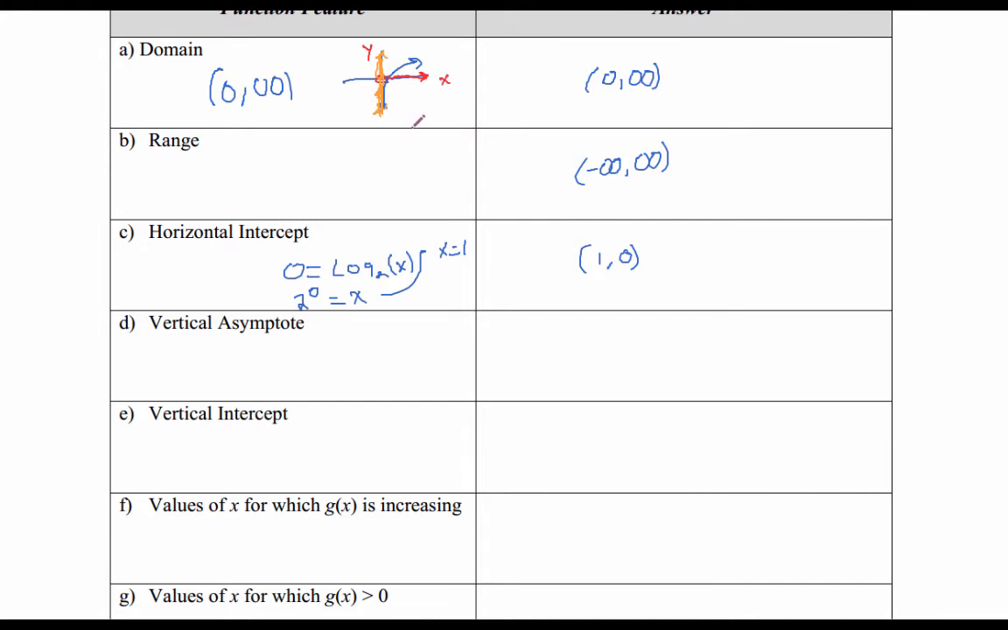All right, vertical asymptote. All right, so they're going to want us to give the equation of the vertical asymptote.